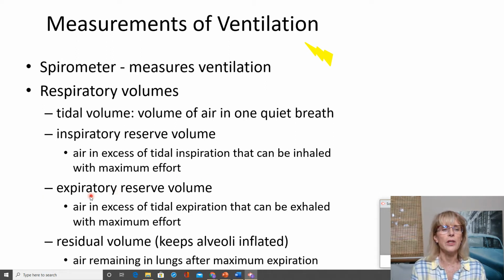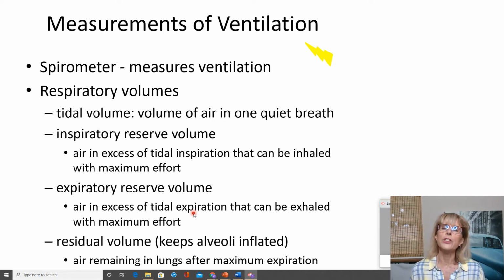Also, when you're just breathing in and out, in and out, in and out, if all of a sudden you coughed, you could cough out more than you normally exhale, right? That would be partly your expiratory reserve volume. That's the air in excess of your tidal expiration that could be exhaled with maximal effort.